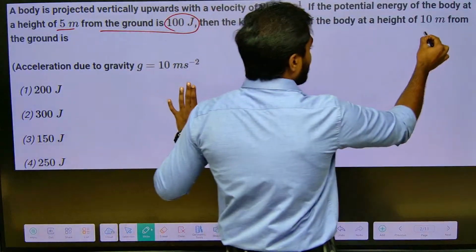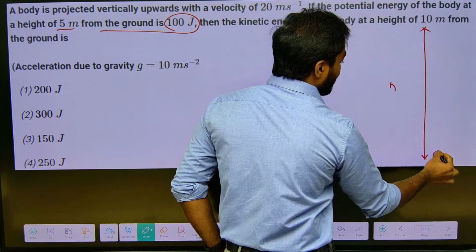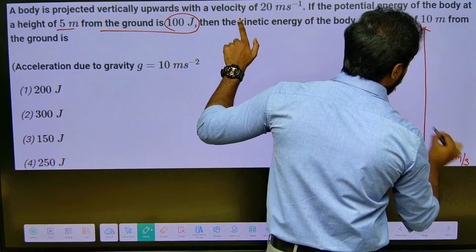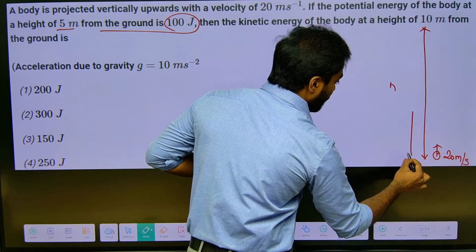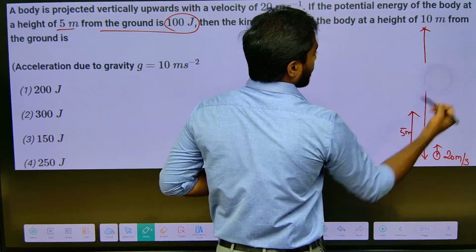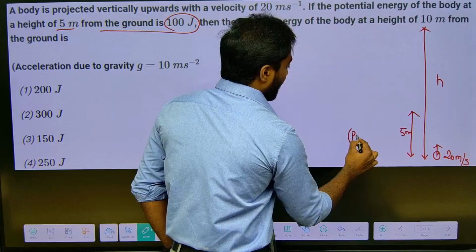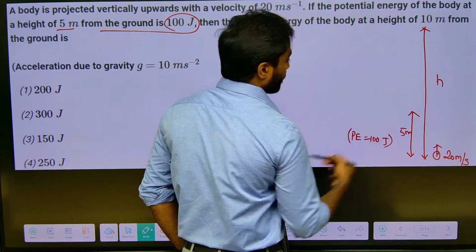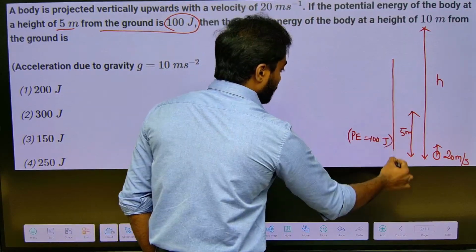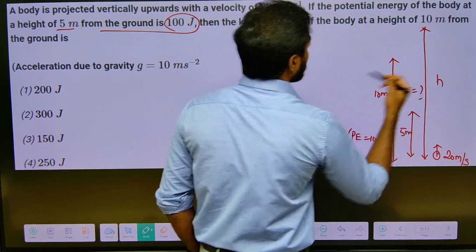So the thing is, this is the total height. Object has been projected here with how much velocity? 20 meter per second. At height 5 meter, potential energy is equal to 100 joules, and they are asking at height 10 meter, what is the kinetic energy?